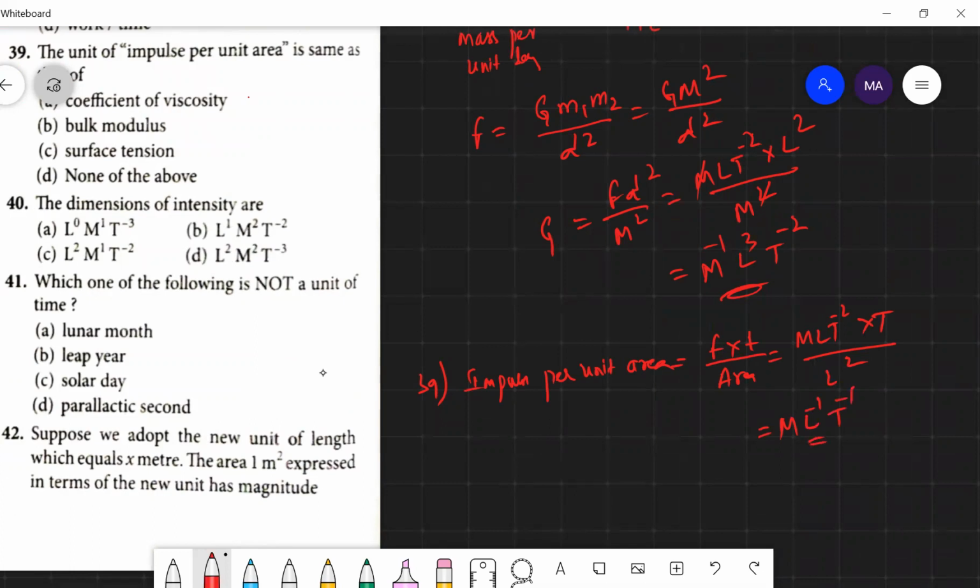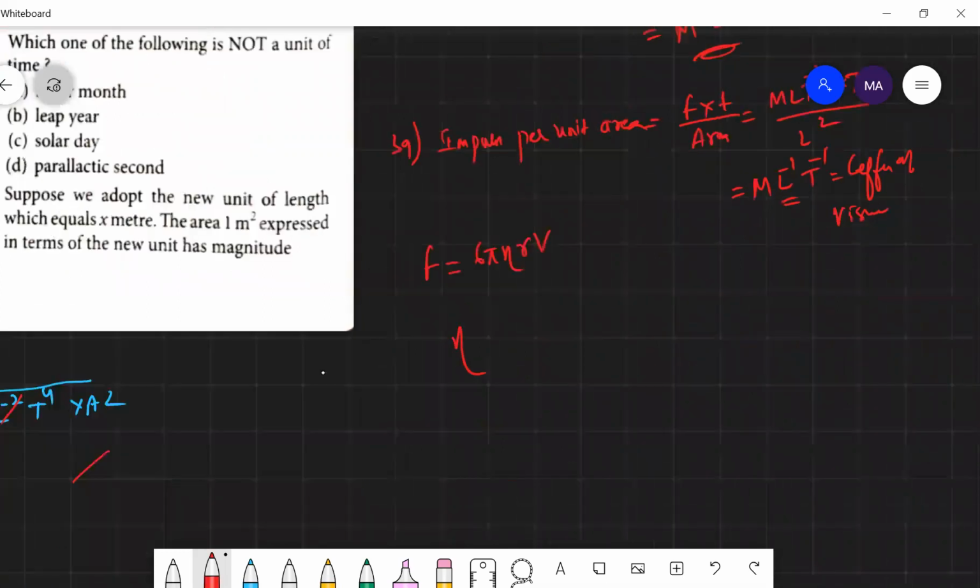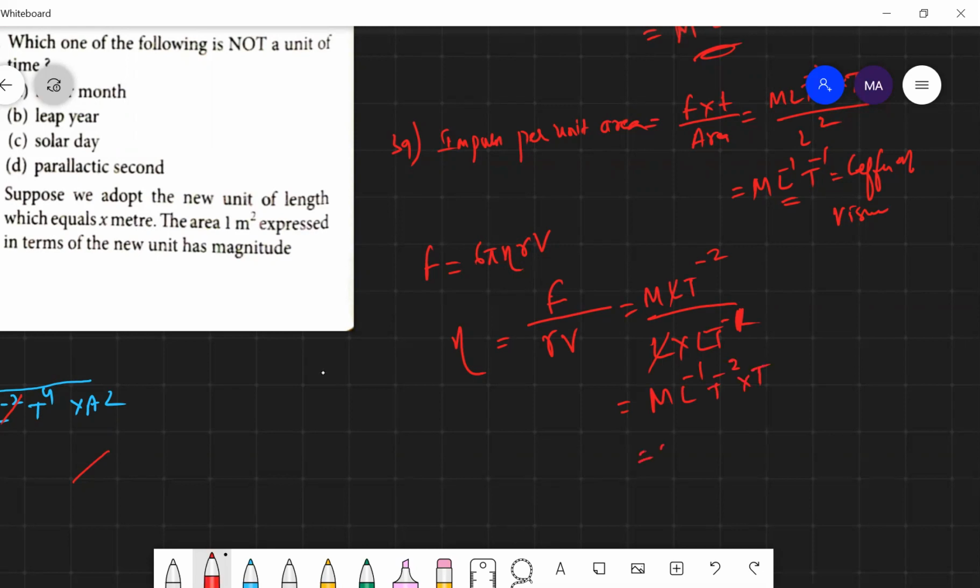So this is equal to the coefficient of viscosity. You can check with the coefficient of viscosity because F is equal to 6 pi eta R into V. So eta will be equal to F by 6 pi R V, where 6 pi is a constant. So it is M L T power minus 2 divided by R, which is L, and velocity is L T power minus 1. So this will be equal to M. L gets cancelled, this one is L power minus 1, this is T power minus 2 into T. That will be M L power minus 1 T power minus 1. So the coefficient of viscosity is equal to impulse per unit area.